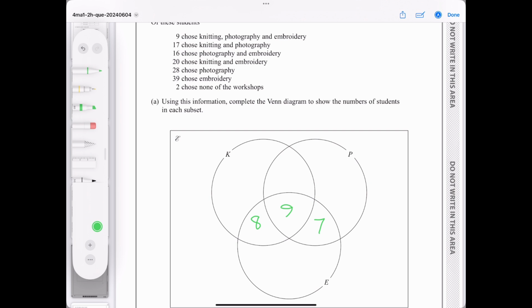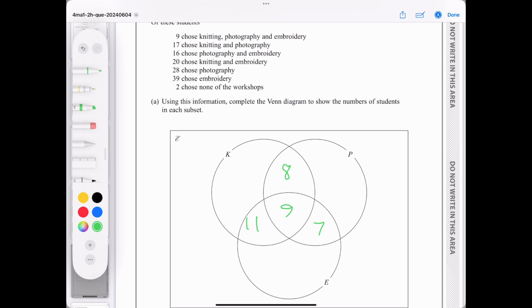16 chose photography and embroidery. Oh, it would help if I could read. Let's start that again. 17 chose knitting and photography, so that's 8 in there, because that adds up to 17 together. 16 chose photography and embroidery, so that would be 7 in there. And 20 chose knitting and embroidery, so that's 11.